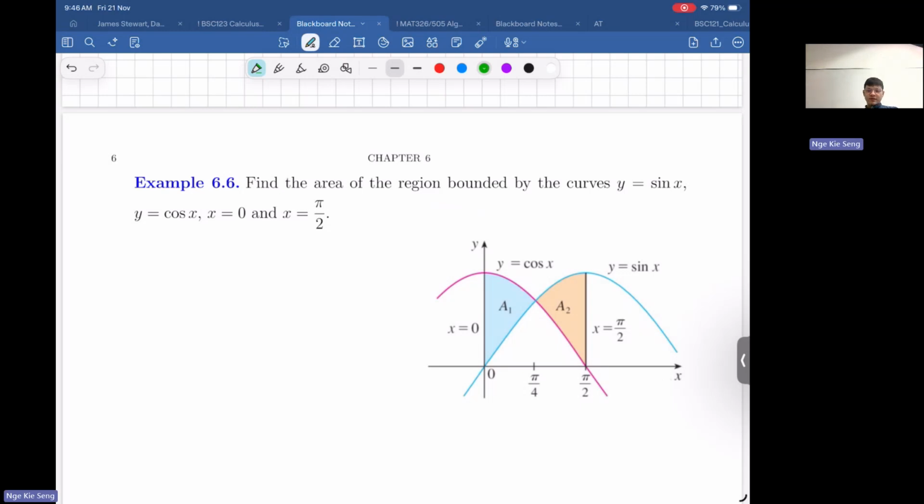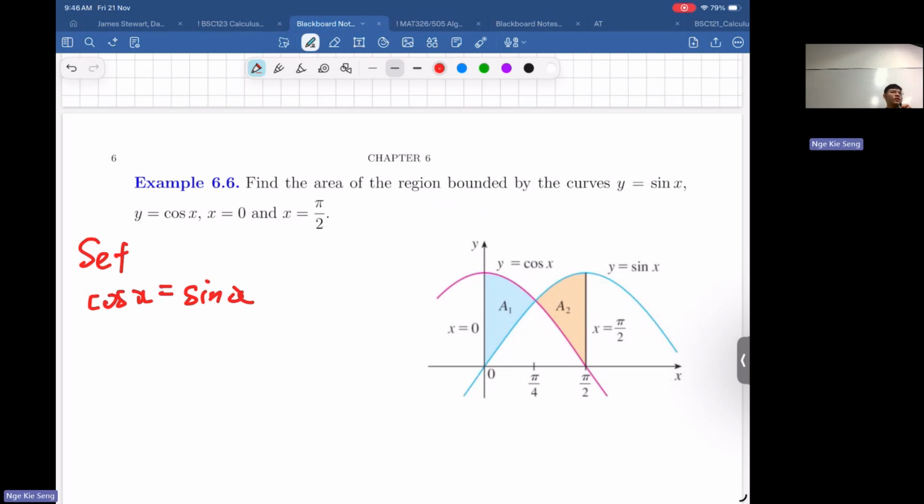So do you know how to find this pi over 4 intersection here? Basically you just set cos x equal to sin x, but this is not quite polynomial, right? So you can't really take sine inverse, cos inverse. I think that would be making life even harder. So how do we really find this then?